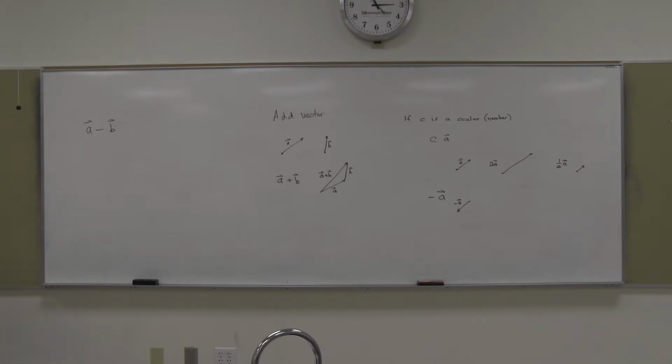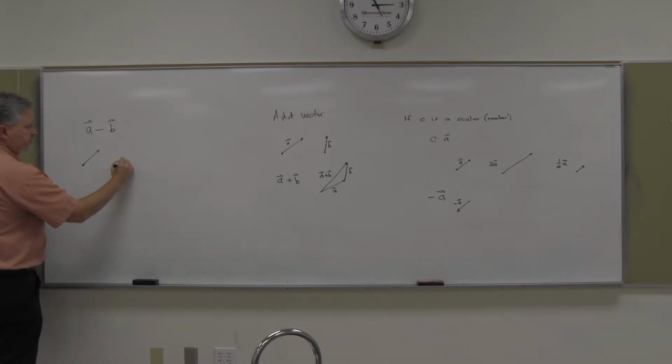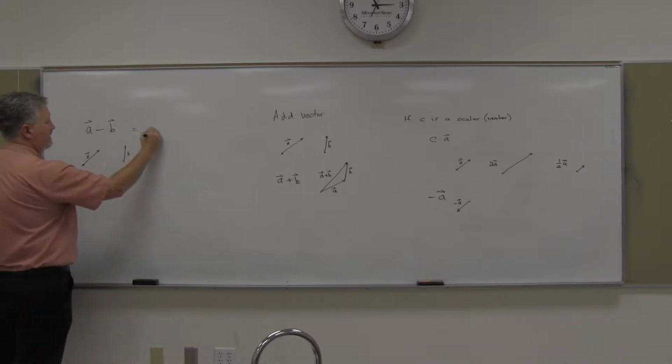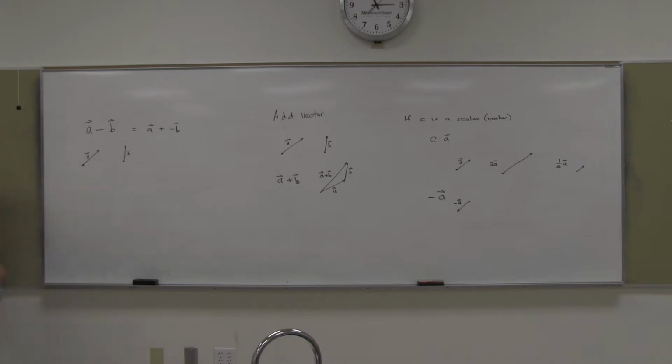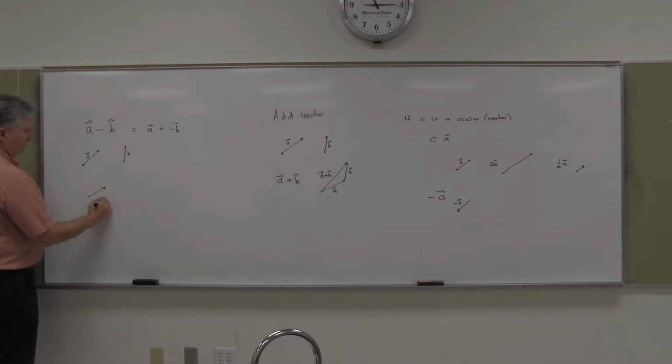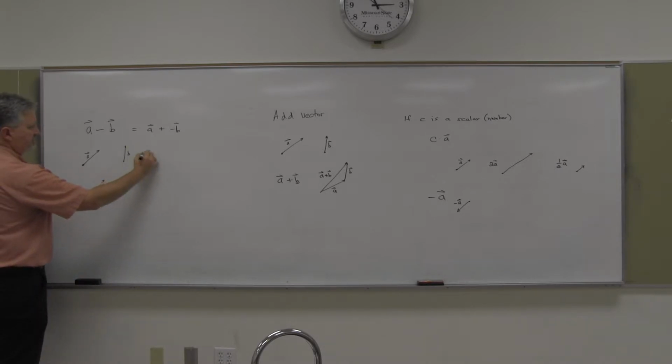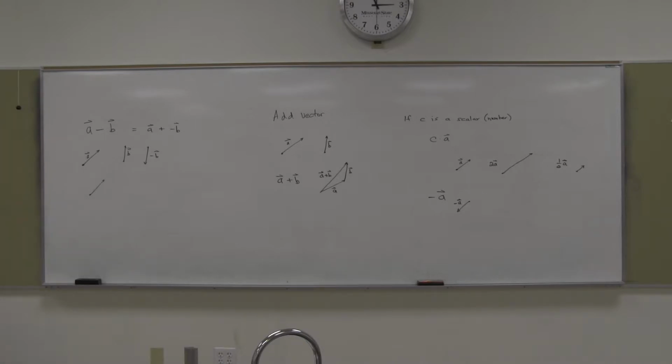So A minus B, if I use those same two. One way to think about it is that it's just adding a negative B to A. So if that's B, then this is minus B. Add those two together, A and then minus B. So that vector right there would be A minus B.